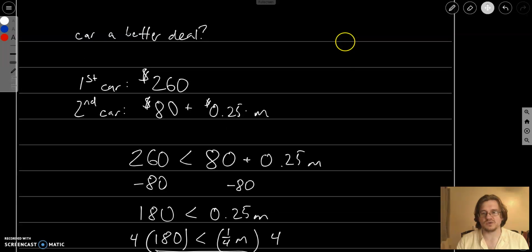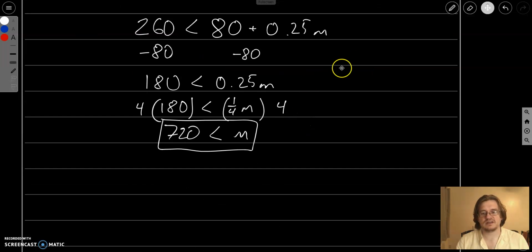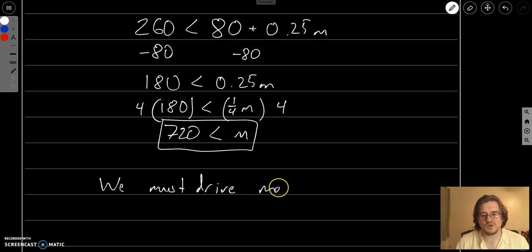And we should put this in words. So the question is, how many miles must be driven in a week to make the first car a better deal? So we must drive more than 720 miles.